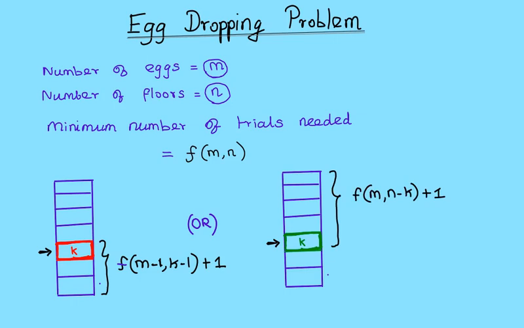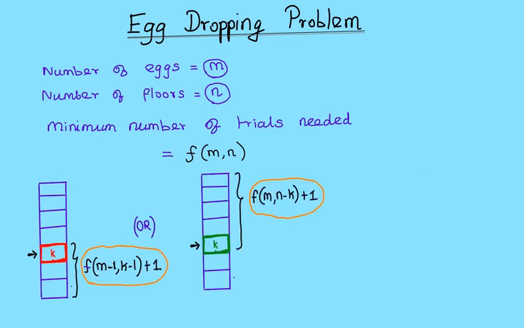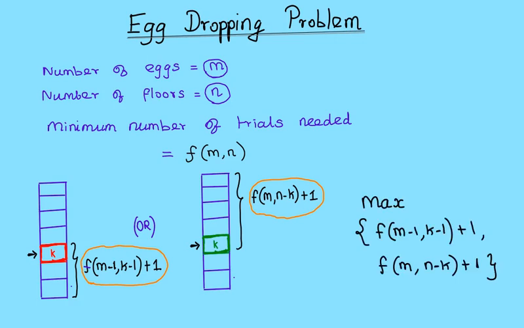In any case, the number of trials needed cannot exceed the maximum of these two. So the minimum number of trials needed is the maximum of f of m minus 1 comma k minus 1 plus 1, and f of m comma n minus k plus 1.